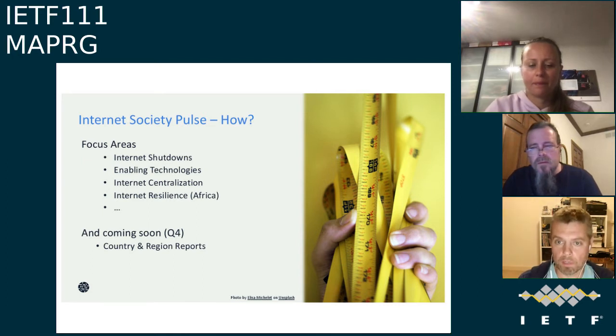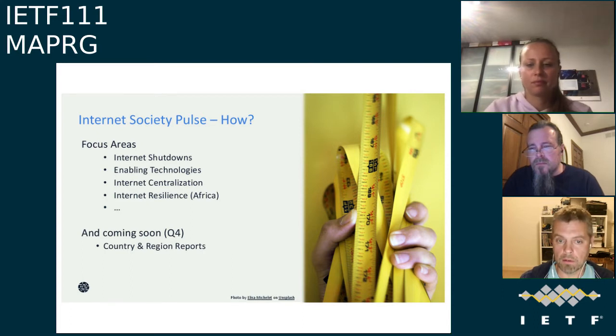That's a broad topic, right? Internet measurement and bridging gaps and all the rest of it. We're trying to sort of narrow down a bit on that. And I've talked a bit about topics that are interesting to the Internet Society. So we're developing these what we're calling focus areas. The two that we have launched with and the two that are on the website now in the most detail are both Internet shutdowns and enabling technologies. We'll shortly be launching focus areas on internet centralization and internet resilience with a focus on Africa.